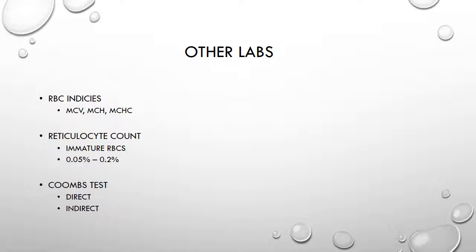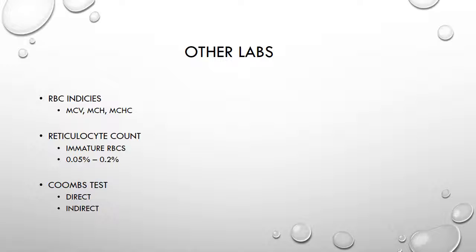Some of the other tests that we're looking at with our hematological disorders are the Coombs test. You may remember the indirect Coombs test from OB. We use that a lot in OB. It detects antibodies against RBCs that are present in the blood. We do it with our OB patients. We also do it before a transfusion.